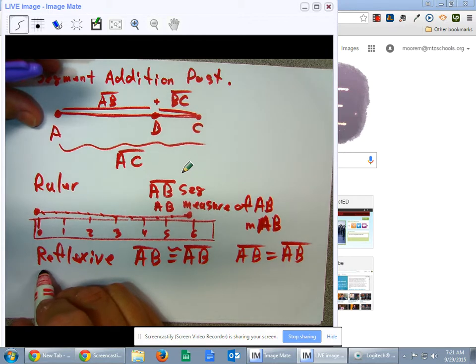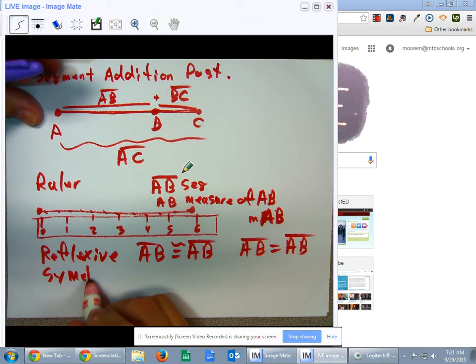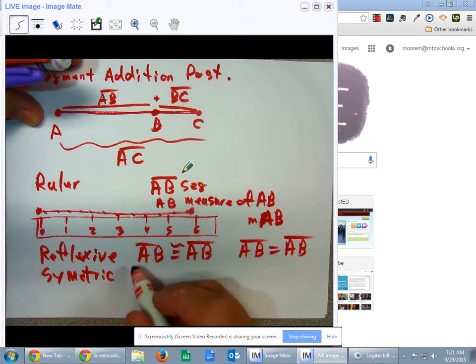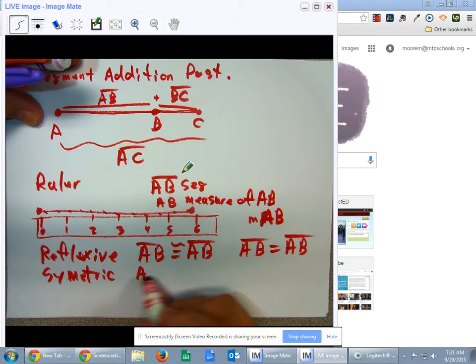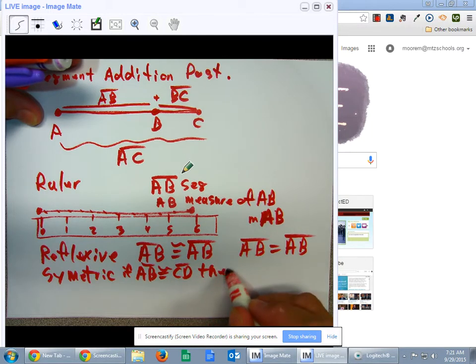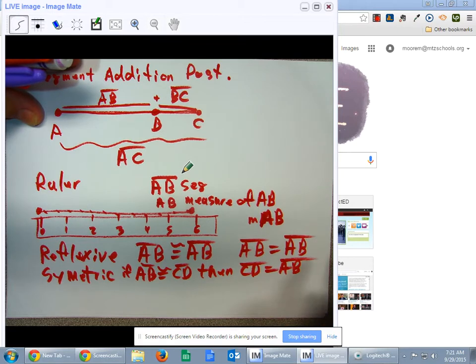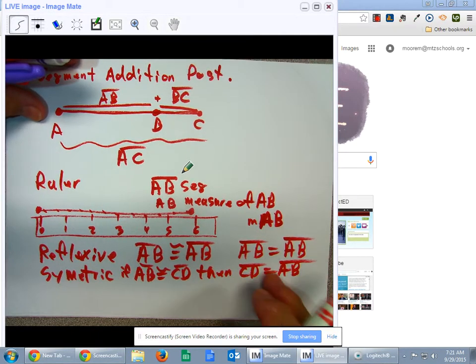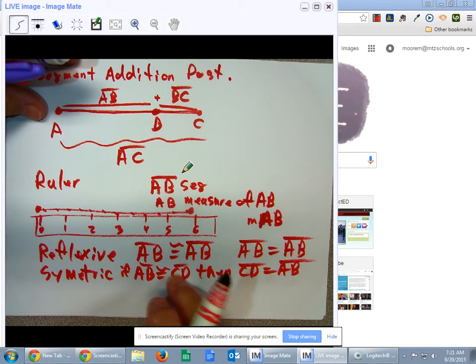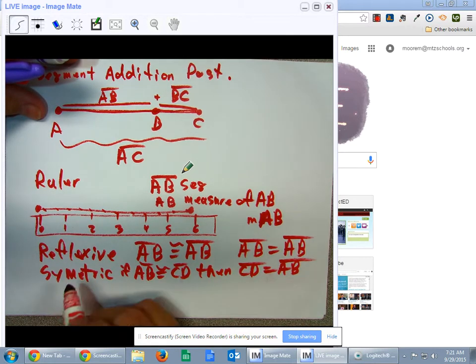Now you have the symmetric property. The symmetric property is if AB is congruent to CD, then CD is congruent to AB. It simply allows you to turn it around the equal sign. So instead of having AB first, you have CD first.